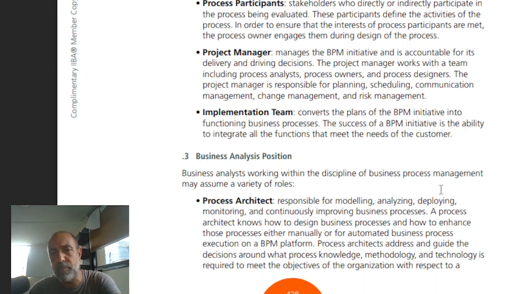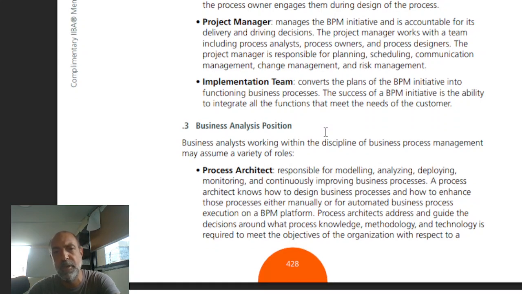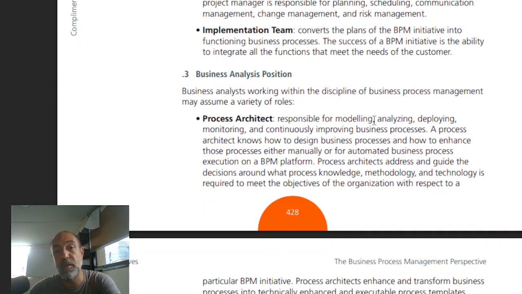Process manager, basically the person who's managing the initiative, and is accountable for its delivery and driving decisions. The project manager works as a team, including process analysts, process owners, and process designers. And then we have the implementation team, which converts the plans for the BPM initiative into functioning business processes. The success of a BPM initiative is the ability to integrate all functions that meet the needs of the customer. Amazing.